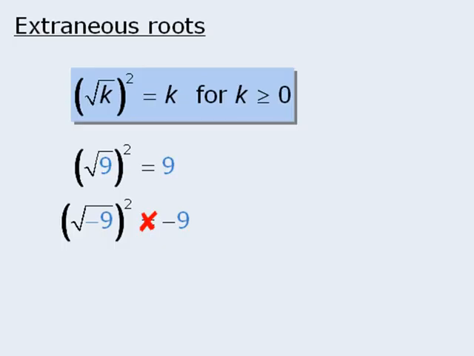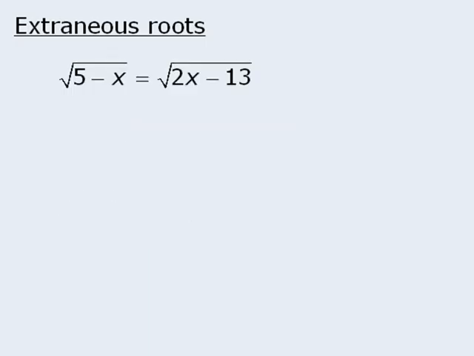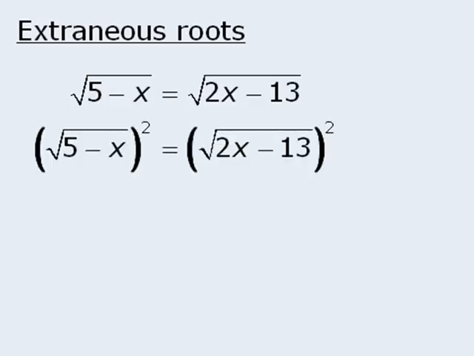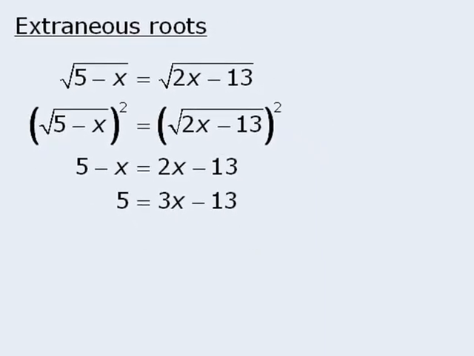The important point here really is that equations involving square roots can sometimes have extraneous roots, so we need to watch out for them. Here's how we do this. For this equation, we'll first raise both sides to the power of 2 to get 5 minus x is equal to 2x minus 13. To solve this new equation, we'll first add x to both sides, then we'll add 13 to both sides, and finally we'll divide both sides by 3 to get x equals 6.